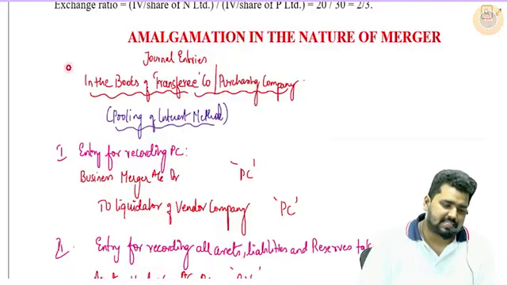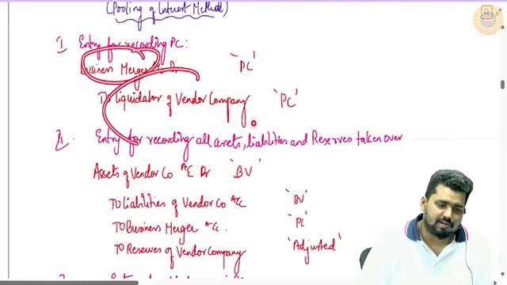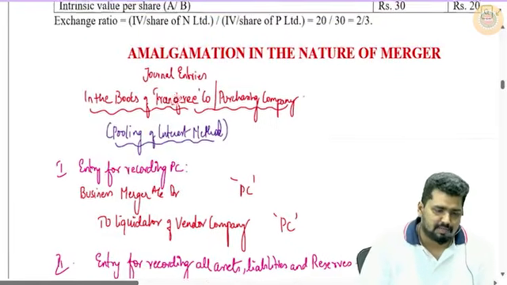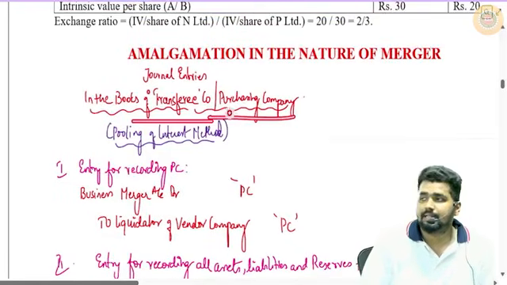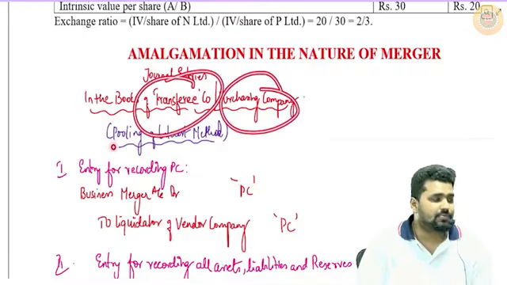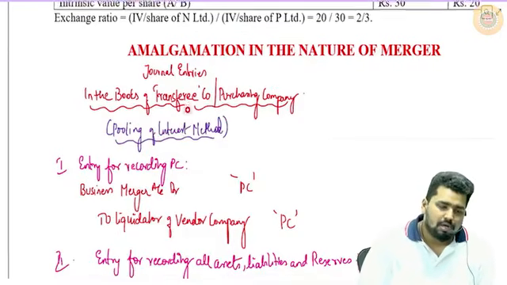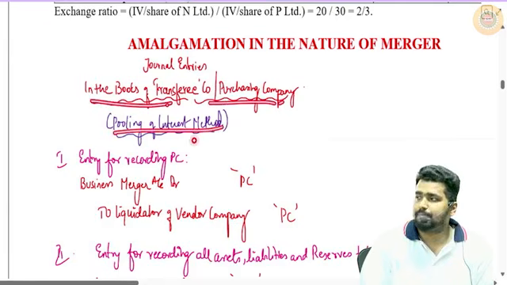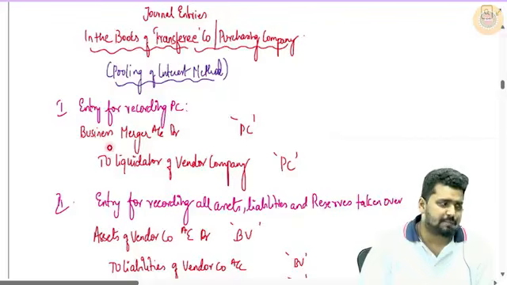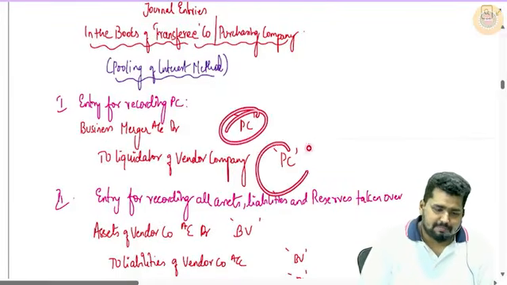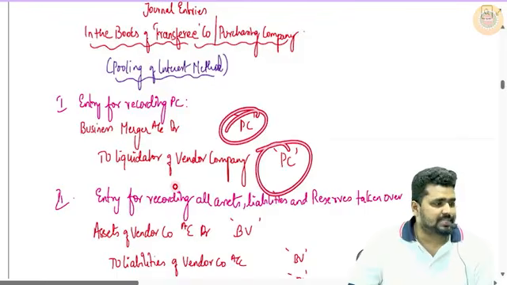Point number 1. What is the first entry they are passing? Business merger account debit to liquidator of vendor company. In whose books is it? I said, AS 14 is applicable in the books of the purchasing company, not in the books of the selling company. The purchasing company is also called the transferee company. Clear? So in the books of the transferee or purchasing company, under the pooling of interest method, the first entry they are passing is business merger account debit to liquidator of vendor company with the PC. PC means purchase consideration.